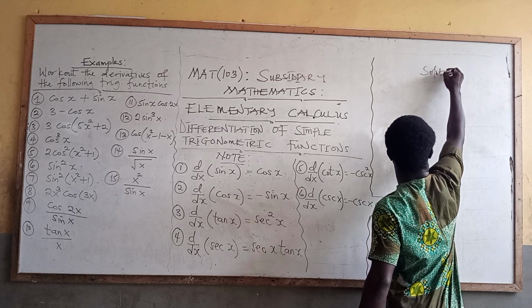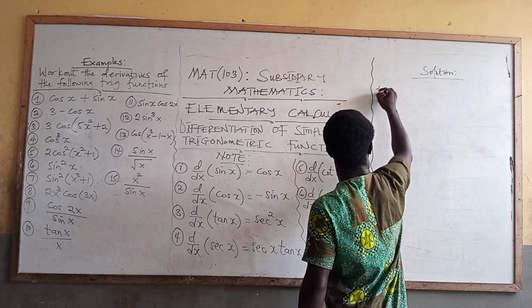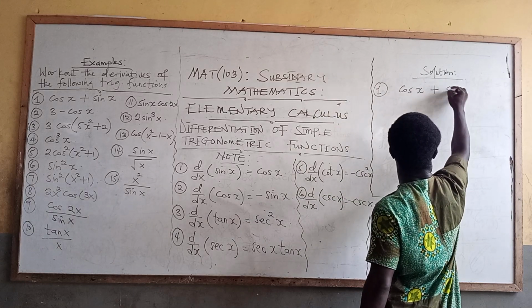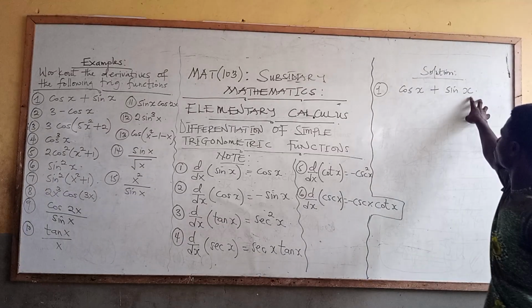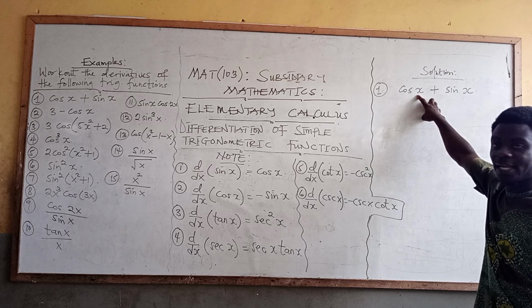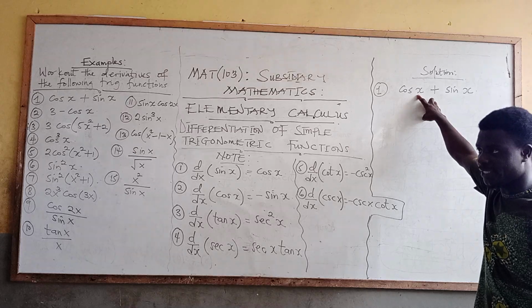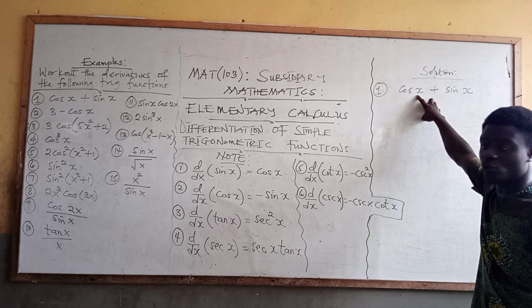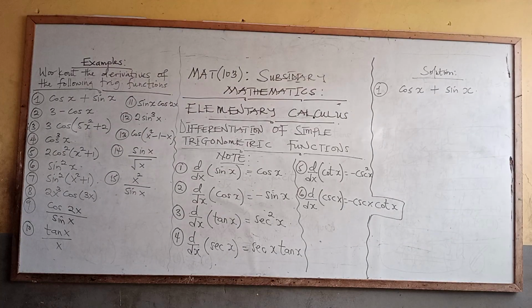Solution. We are starting with the first one: cos x plus sine x. They are all in terms of x, and you want to find dx. You want to differentiate with respect to x. So now let's see how best we can do that.